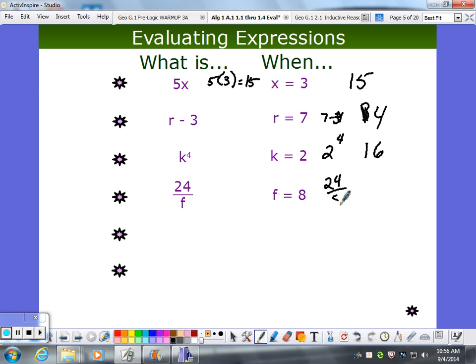24 over x fractions. Yay. Great. Who loves fractions as much as I do? Thank you. Okay, I got a few hands. Awesome. How come most of you didn't raise your hands?